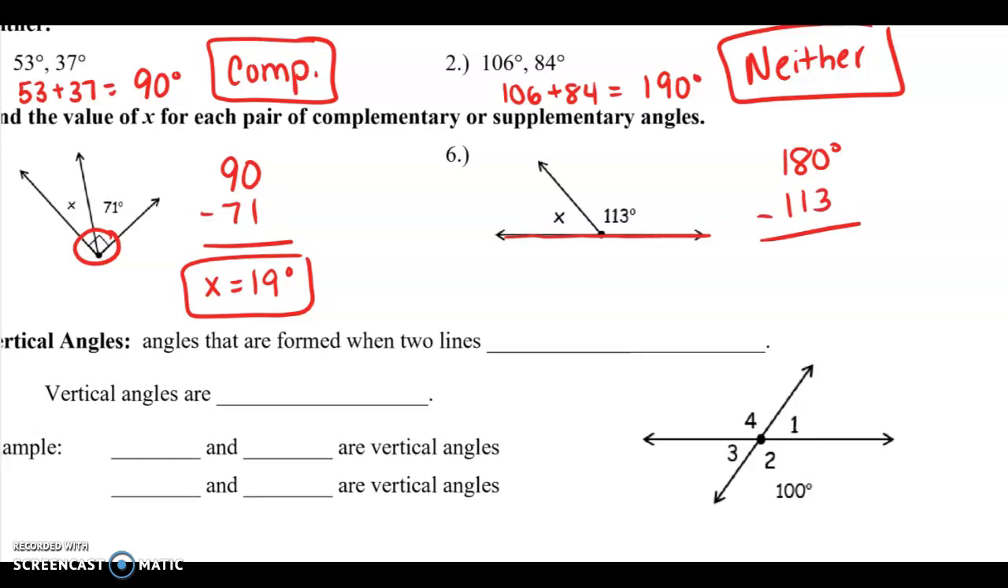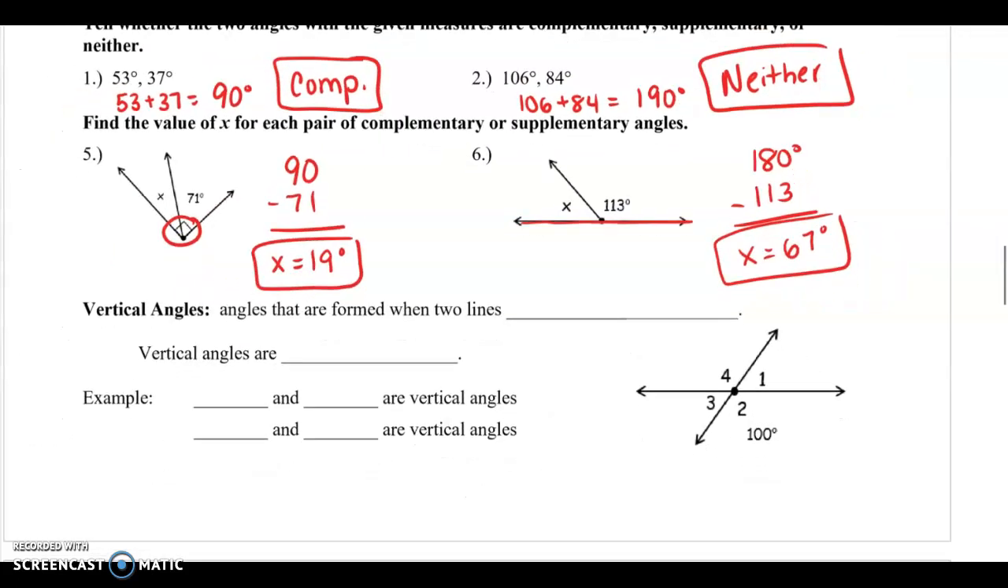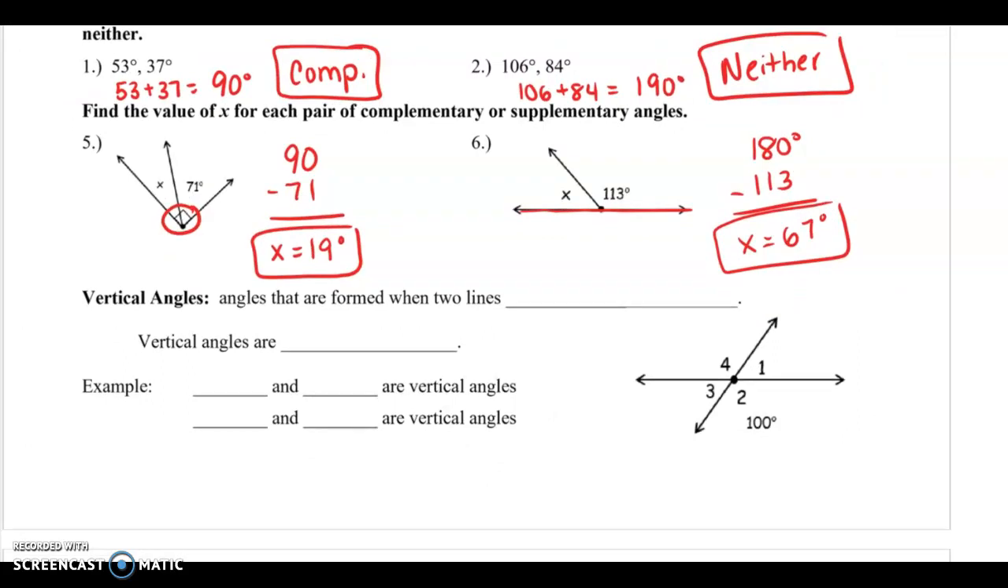It gives me 67 degrees. So my angle X is 67 degrees. Vertical angles are two angles that are formed when lines intersect each other. Okay, so when they cross each other, see how I have two lines there that are crossing? They're also congruent, which means the same measurement, and we can use a symbol for that too.